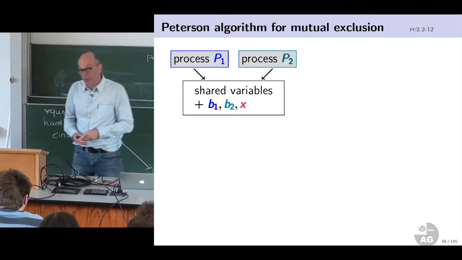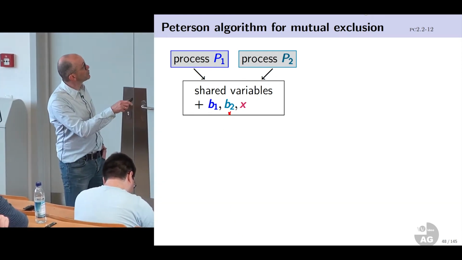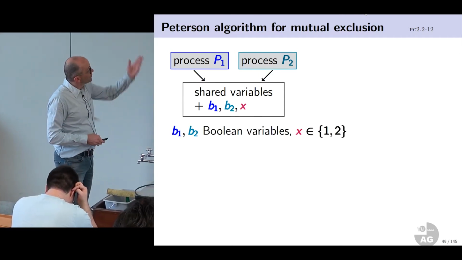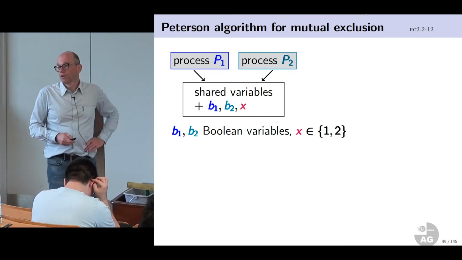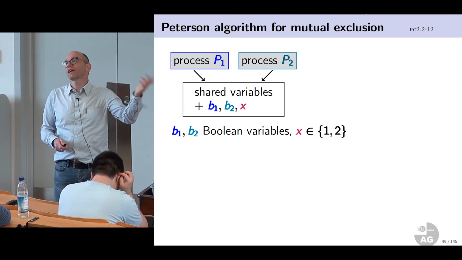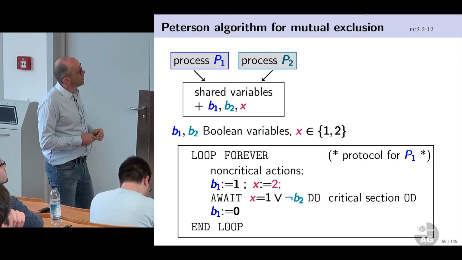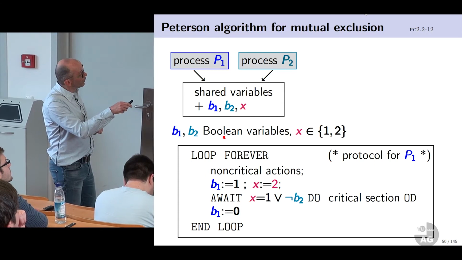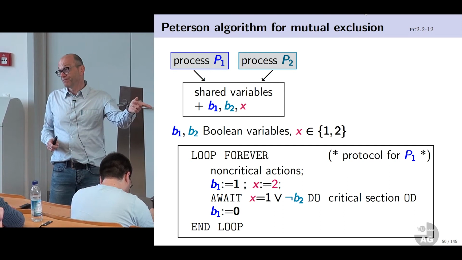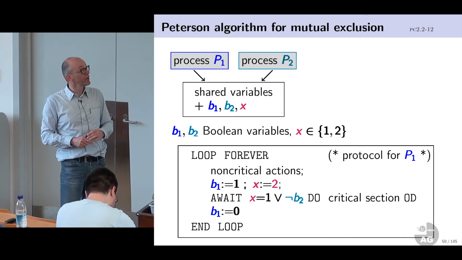So the idea is that we have two processes, two threads, P1 and P2. They have their local variables, B1 and B2, and a shared variable x. These are Booleans. x is either 1 or 2. Think about x as a kind of variable that tells you who will get the next turn. It's either process 1 or process 2. B1 and B2 are Boolean variables, but the critical point is you can read those variables from your other thread. You cannot modify them, but P1 can, for instance, have access to B2.